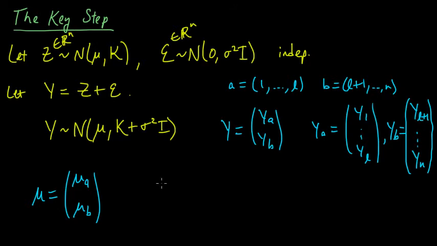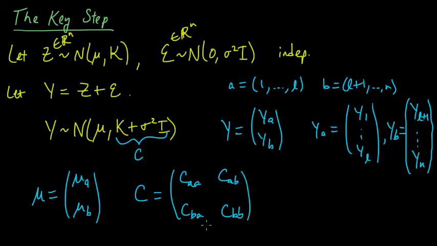I think that's clear. And similarly, we can partition mu in this way, and we can also break up this matrix, which I'm going to call C, into blocks. We can make a block matrix: CAA, CAB, CBA, and CBB. So CAA is the upper left L by L block of this matrix C. I think you get the point. And we can also break up K in exactly the same way.